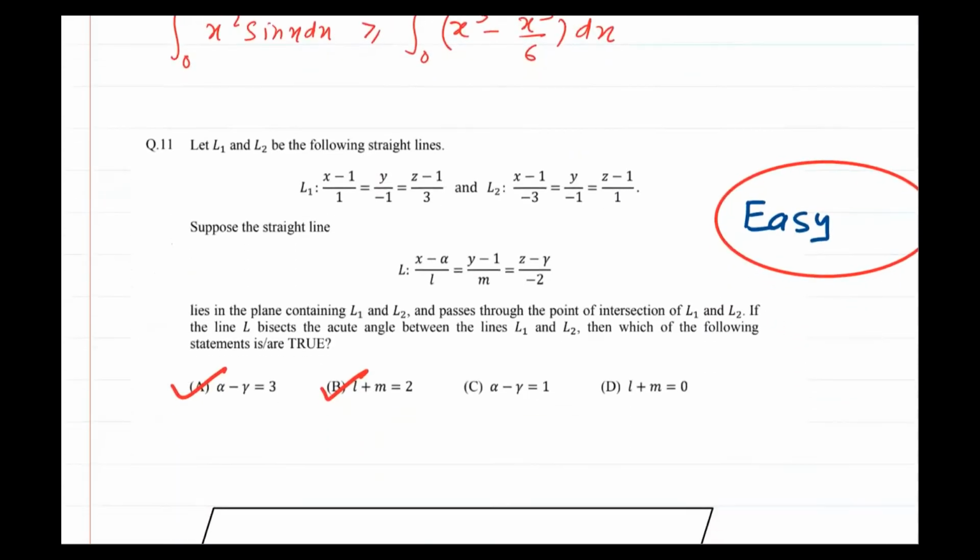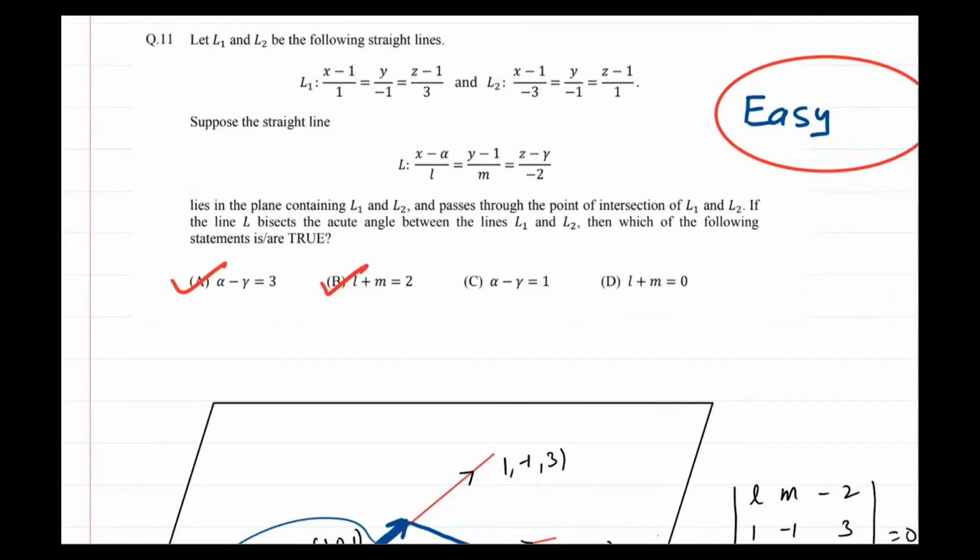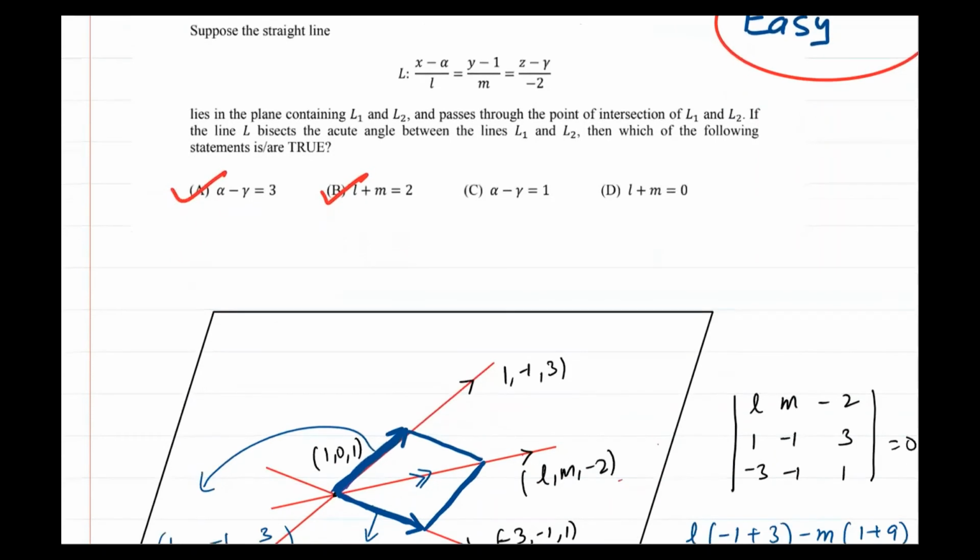Now, question number 11. Question number 11 is a simple question, and in this question it is given that L1, L2 are straight lines, and suppose a straight line L in the plane containing L1, L2 passes through the intersection of L1 and L2.